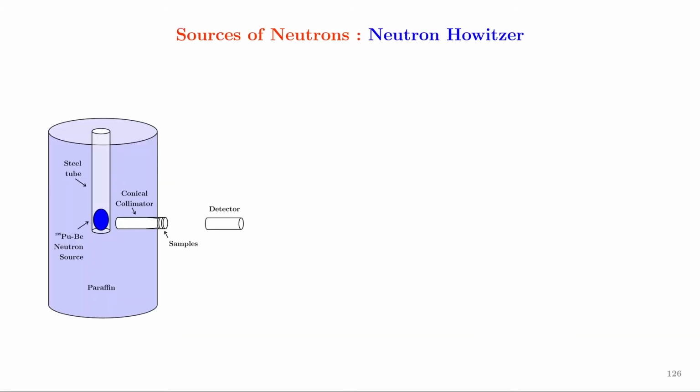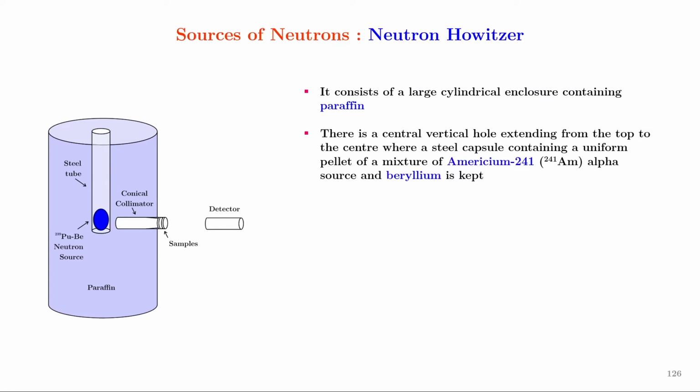Fast neutrons can be obtained in several ways. A simple laboratory source for fast as well as slow neutrons is the so-called neutron howitzer. It consists of a large cylindrical enclosure containing paraffin. There is a central vertical hole extending from the top to the center, where a steel capsule containing a uniform pellet of a mixture of americium-241 alpha source and beryllium is kept.